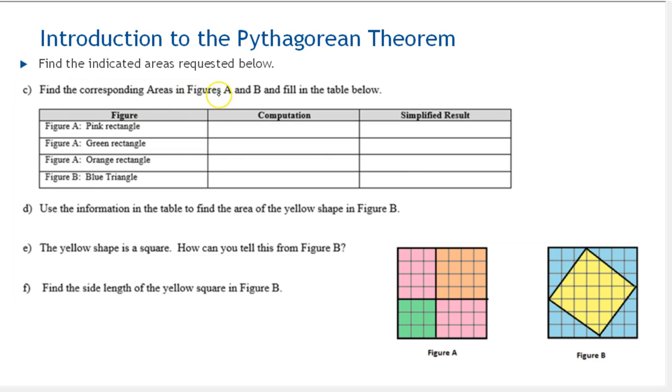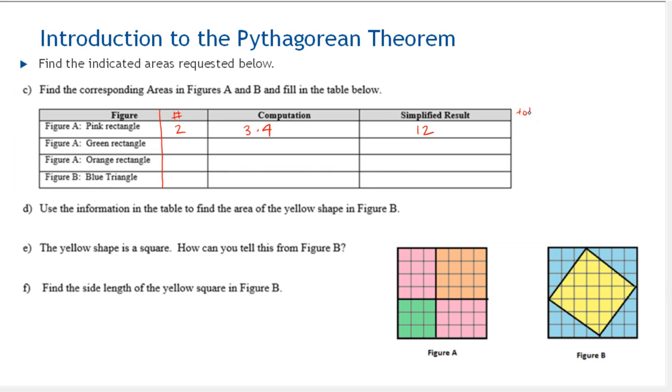Find the corresponding areas in figures A and B and fill in the table below. So for figure A, we're asked to find the area of the pink rectangle. So here's our pink rectangle, and notice it is 1, 2, 3 by 1, 2, 3, 4. So let's also add a column here. We're going to call it the number of pink rectangles, or the number of the type of figure we're looking at. So since there's two pink rectangles, to find the area, we'd multiply 3 times 4. This one is 4 times 3, which is equivalent, and our result is 12 square units.